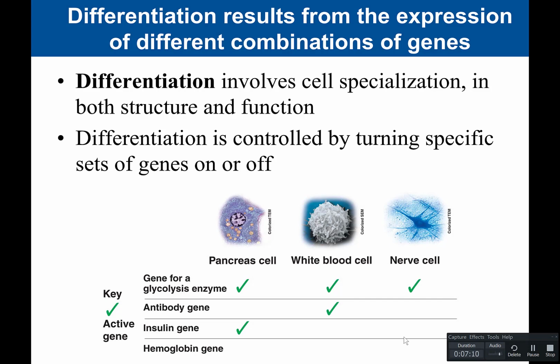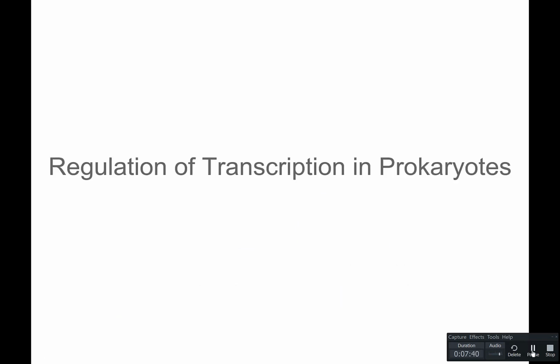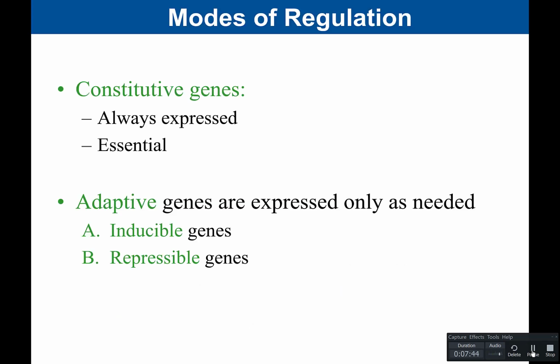Hemoglobin, that's the last one here. The hemoglobin gene is not expressed in pancreas cells. It's not expressed in white blood cells, and it's not expressed in nerve cells because hemoglobin is a protein that's involved in carrying oxygen in red blood cells. So red blood cells would express the hemoglobin gene, but none of the cell types listed here would express that same gene. So we're going to start to talk about regulation of transcription in prokaryotes.